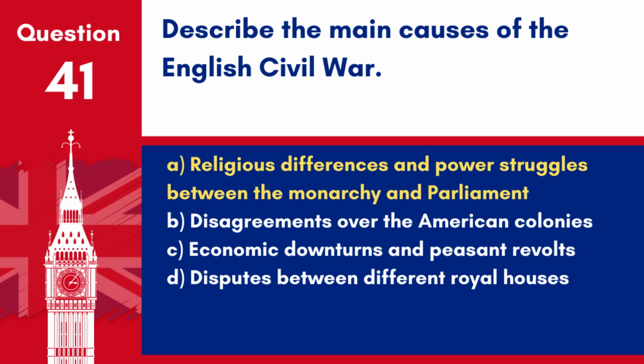Answer: A. Religious differences and power struggles between the monarchy and Parliament. The English Civil War was primarily caused by conflicts over how the country should be governed and issues of religious freedoms, pitting supporters of King Charles I against the forces of Parliament.